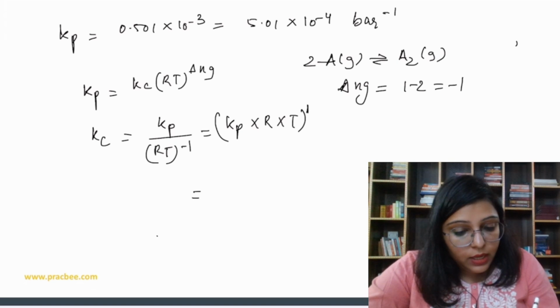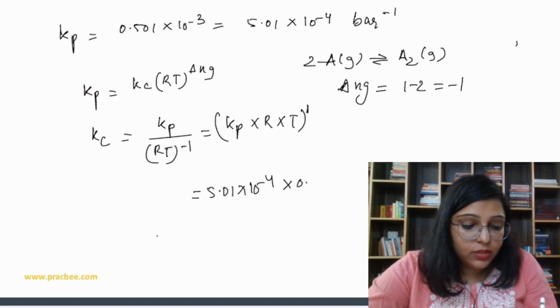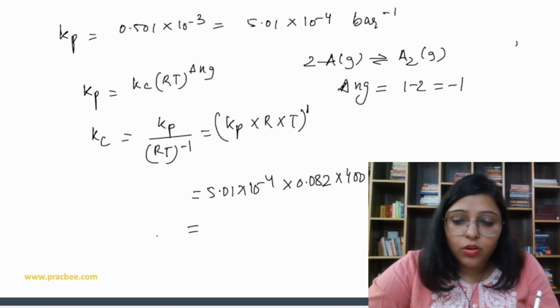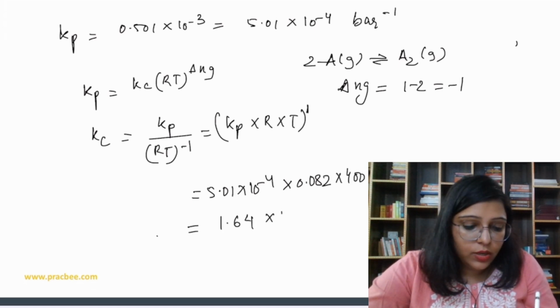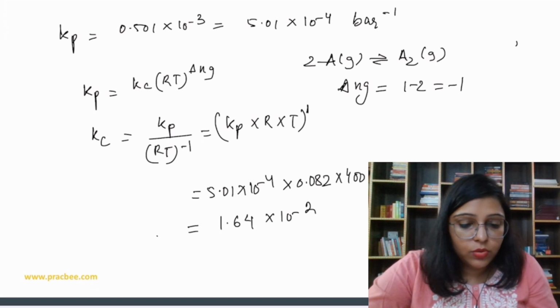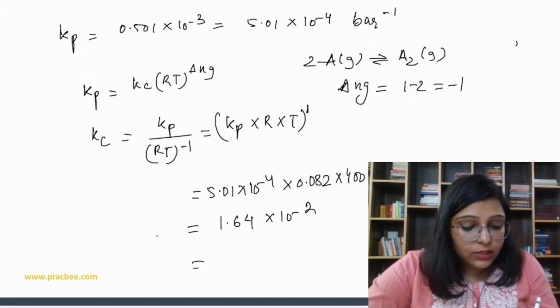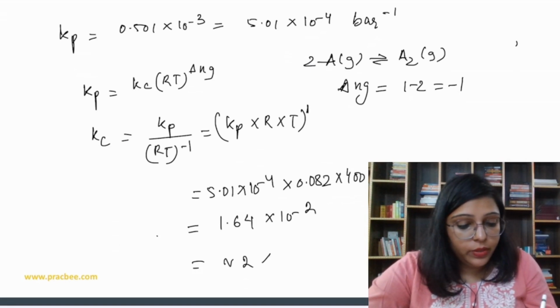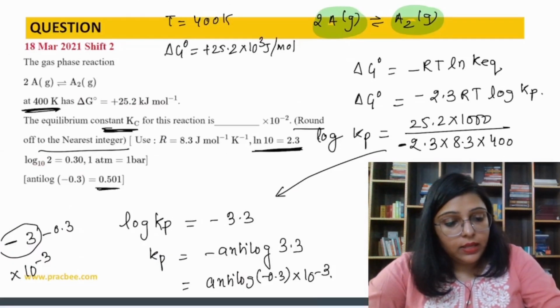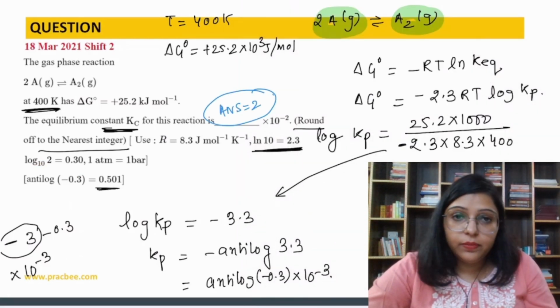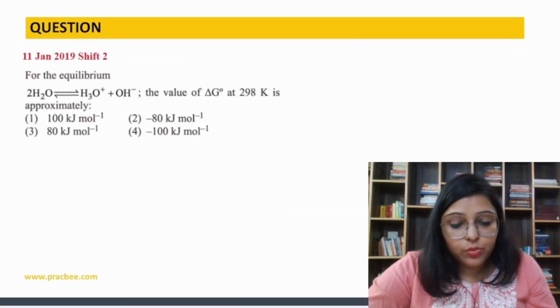Okay. So Kp is 5.01 into 10 to the power minus 4. The value of R we have to take as 0.082 because Kp is in terms of pressure in bar. Temperature is 400. So when you solve this, you get 1.64 into 10 to the power minus 2, or we can report the answer in terms of 2 because we round off to the nearest integer. So the answer is going to be 2 into 10 to the power minus 2, and here we can write the answer as 2. Clear? Now let's do the next question.